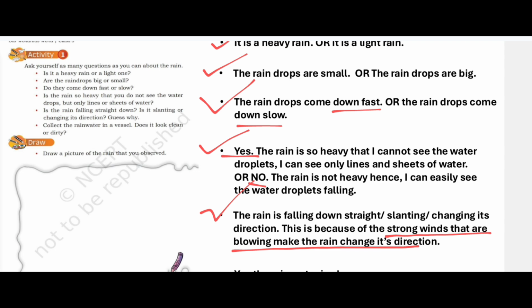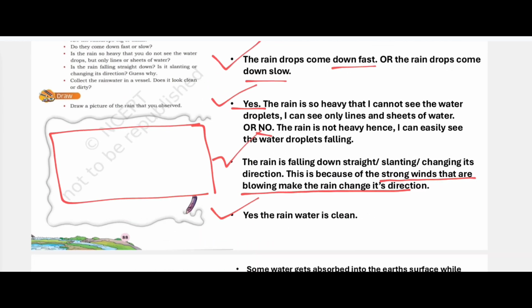To have clean water, you take a utensil or a vessel and keep it directly under the rain and see how clean the water is. So the answer for this is yes, the rainwater is clean. And here you are supposed to draw the rain that you have observed. You are supposed to imagine and draw. Now go to the next page.